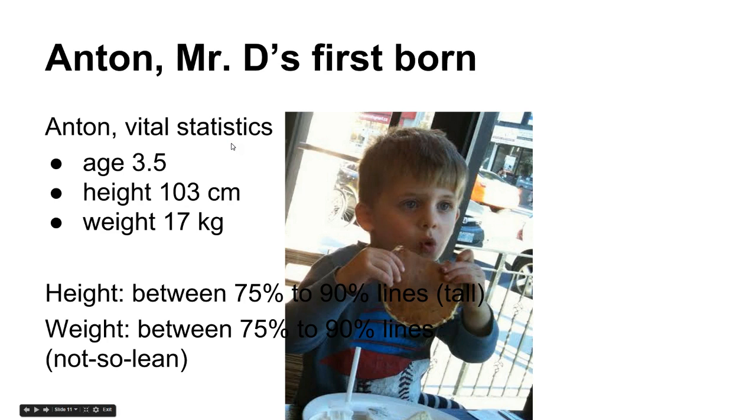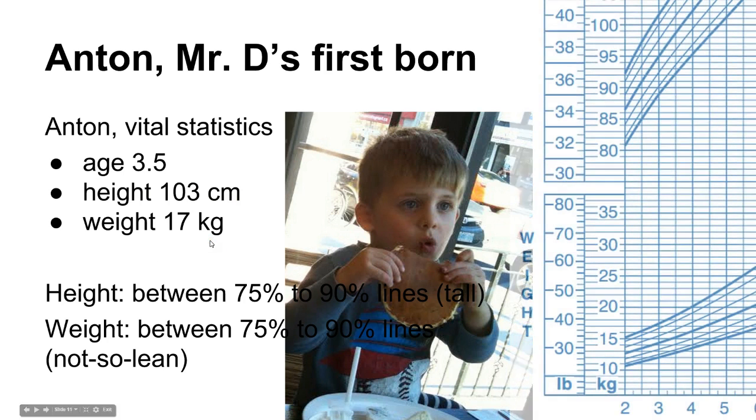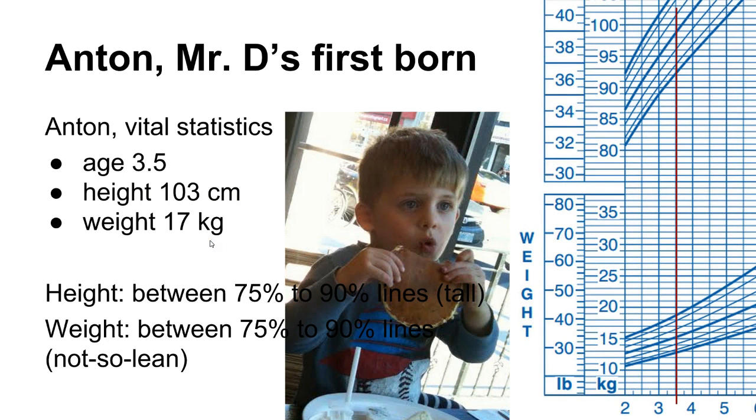We've got Anton. He's my firstborn, my oldest. He's 3.5. He's 103 centimeters. His weight is 17 kilos. Now, if we look at the same chart, we've got 3.5 years, the vertical red line. We have at the top his height, 103 centimeters, and at the bottom we have his weight, which is 17 kilograms.